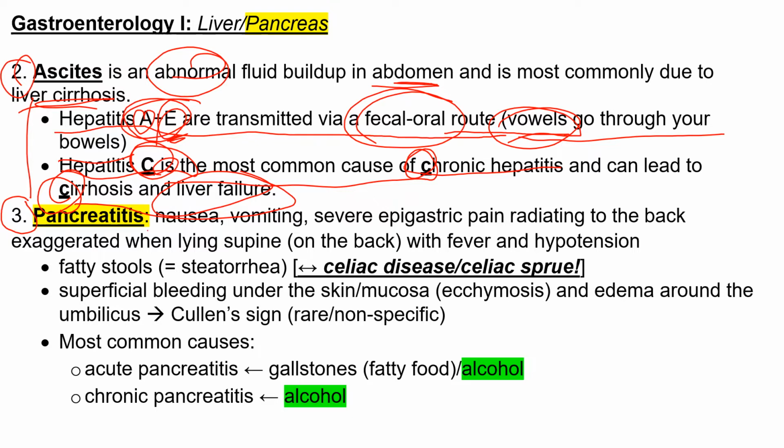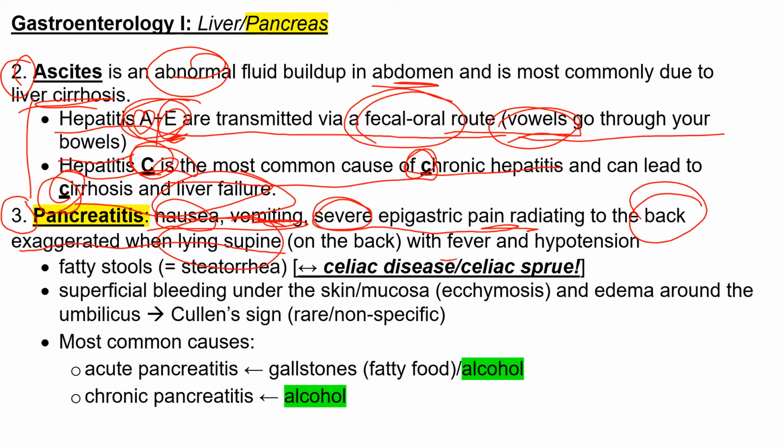Patients with pancreatitis present with nausea and vomiting and severe epigastric pain that radiates to the back, because as I told you in class, the pancreas is retroperitoneal. This pain obviously is going to hurt even more when you lie down because you're compressing on it, right?